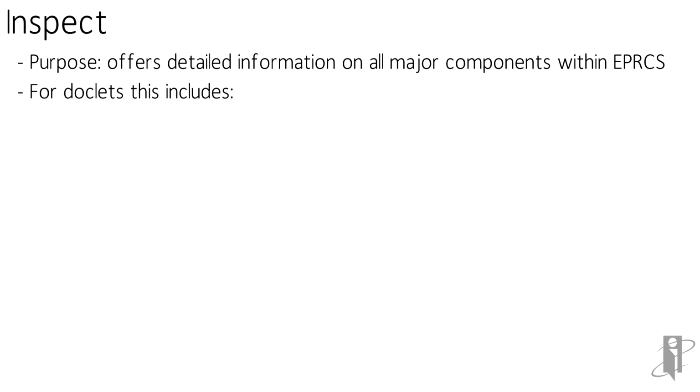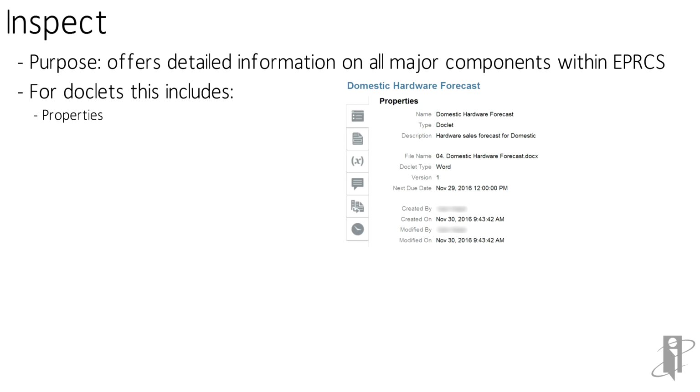Now, the types of properties that are offered for doclets include the ones that are in the screenshot there. The name of the object, the type of object, descriptions, the file name, what type of doclet it is, what version number it's on, the due date, etc.